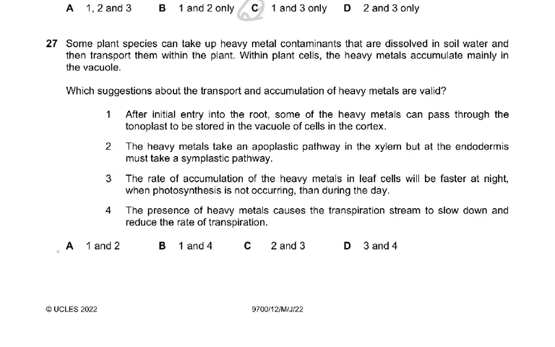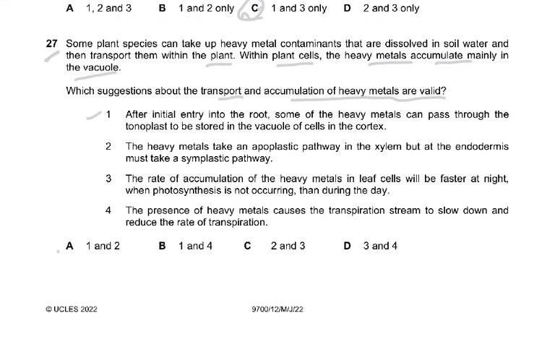Okay, then coming on to the last question of this video, question number 27. Some plant species can take up heavy metal contaminants that are dissolved in soil water and then transport them within the plant. Within plant cells, the heavy metals accumulate mainly in the vacuole. Which suggestions about the transport and accumulation of heavy metals are valid? After initial entry into the root, some of the heavy metals can pass through the tonoplast to be stored in the vacuole of the cells in the cortex.